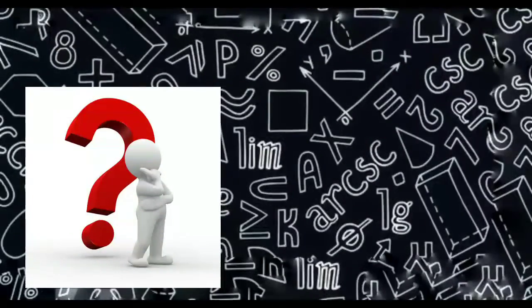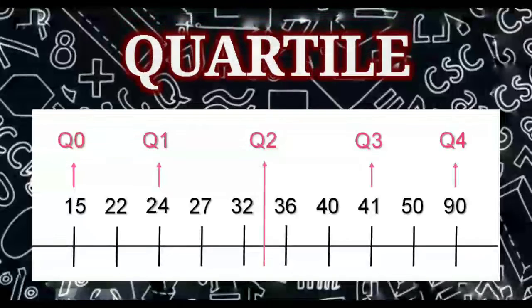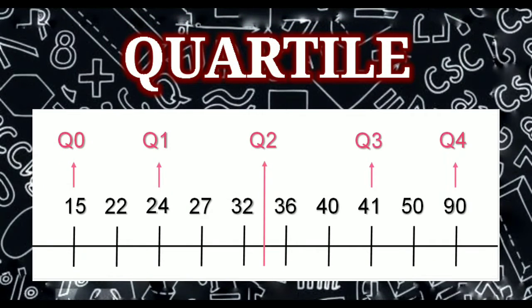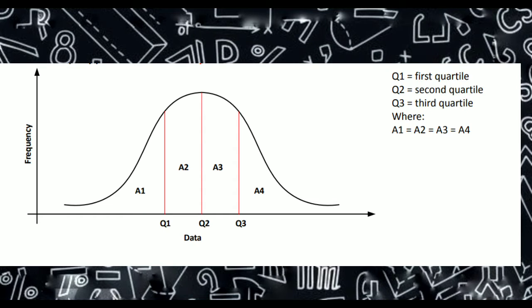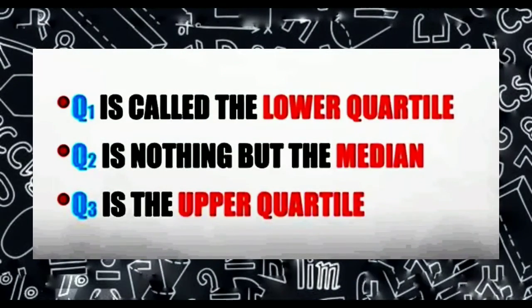So what comes to your mind when you hear the word quartile? Quartile is the score points which divide the distribution into 4 equal parts. Q sub 1 is called the lower quartile, Q sub 2 is nothing but the median, and Q sub 3 is the upper quartile.